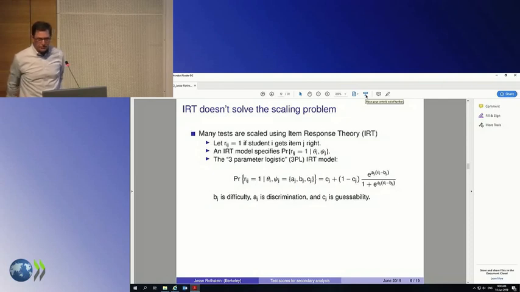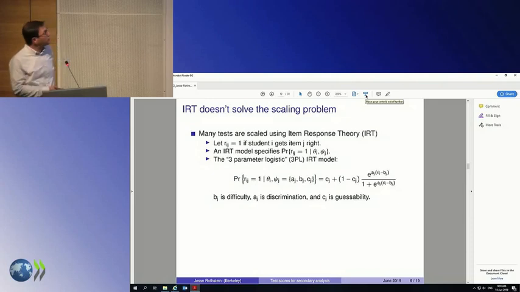And again, I'm going to just put this up. I know some people in here are much more familiar with IRT than I am. But in case there are people who are not as familiar, I thought I should talk very briefly through what IRT is. The idea here is it's basically a parametric model for relating theta to the probability of an item being correct.